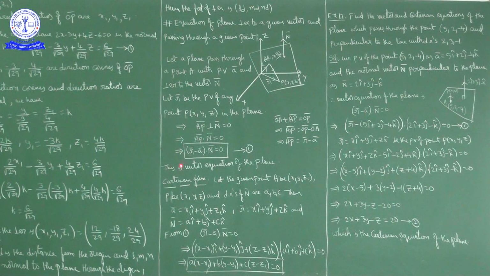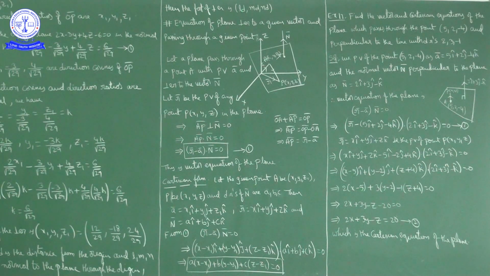This is the required vector equation of plane. If the plane passes through a point A with position vector A bar and N bar is normal to the plane, then the equation of plane is R bar minus A bar dot product with N bar is equal to 0. Okay, this is the vector form.